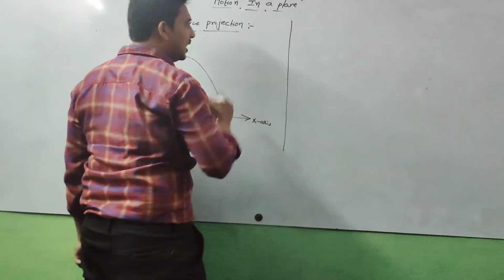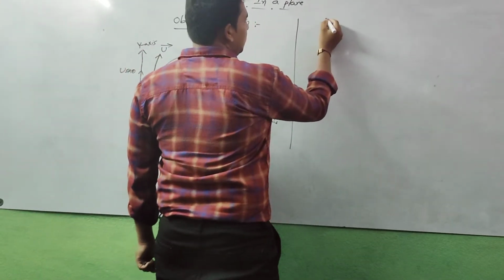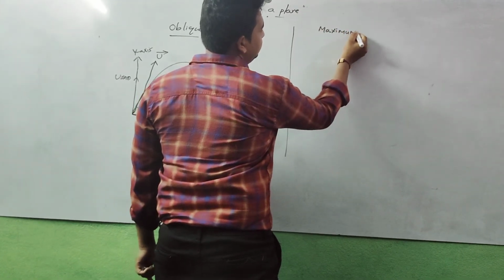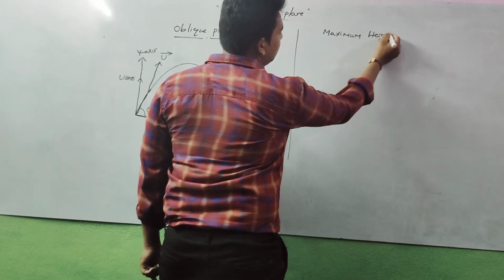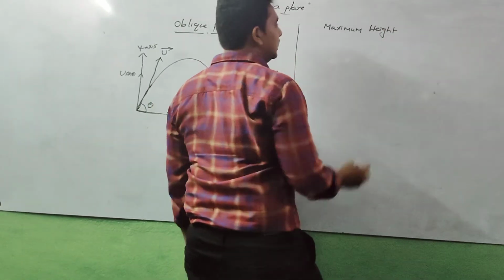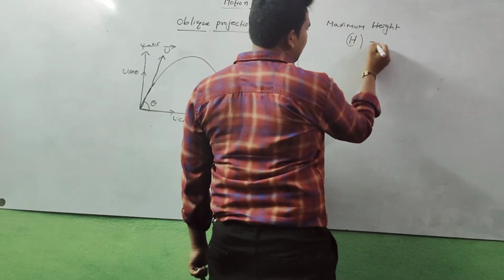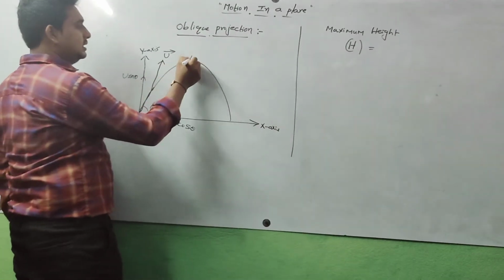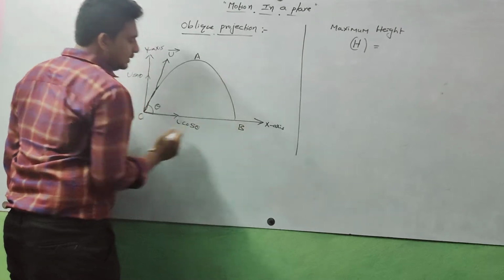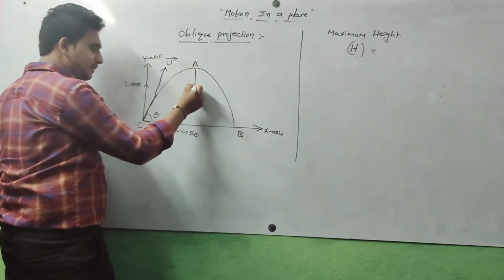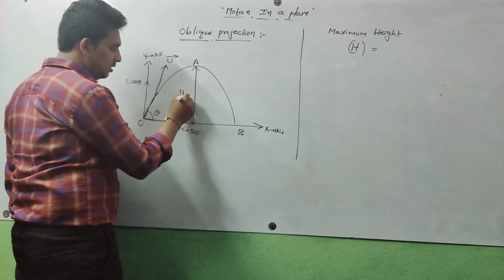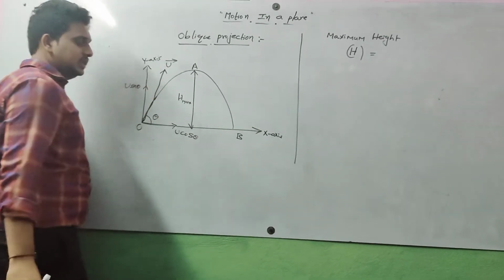Right, here the parameter is height, maximum height. h is equal to, how to calculate? The body is projected from point O, this is A, this is B. Whether it reaches point A, the distance from this base is called maximum height.